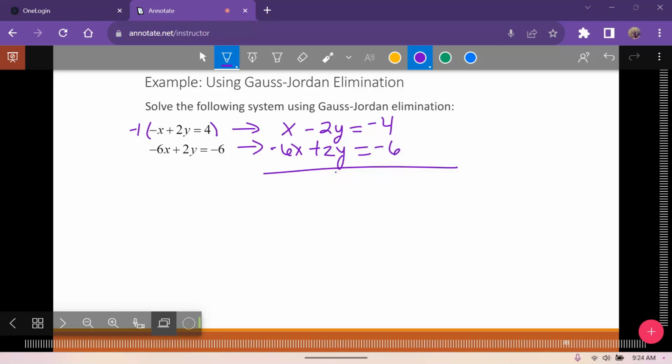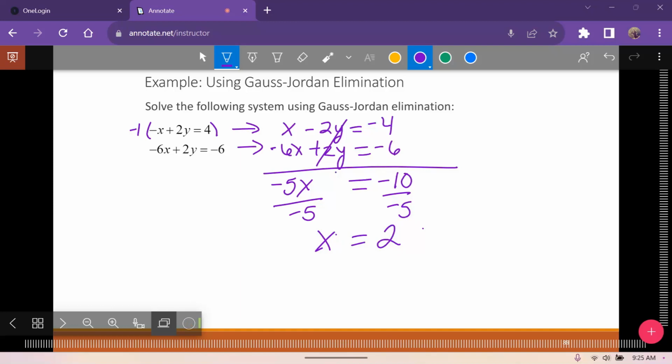So then here we get x minus 6x, which will give us -5x. The y cancels. -4 minus 6, so that's really saying -4 plus -6, so that'll give us -10. Divide both sides by -5 to give us x equals +2.